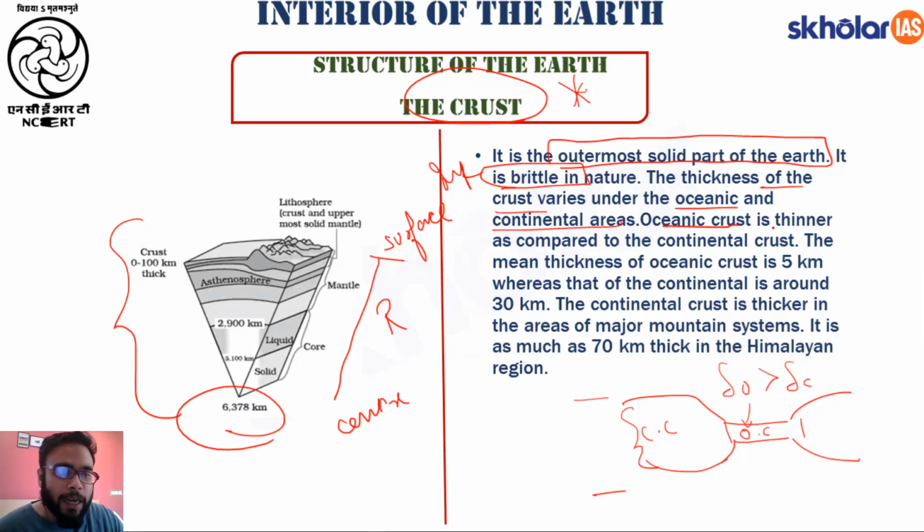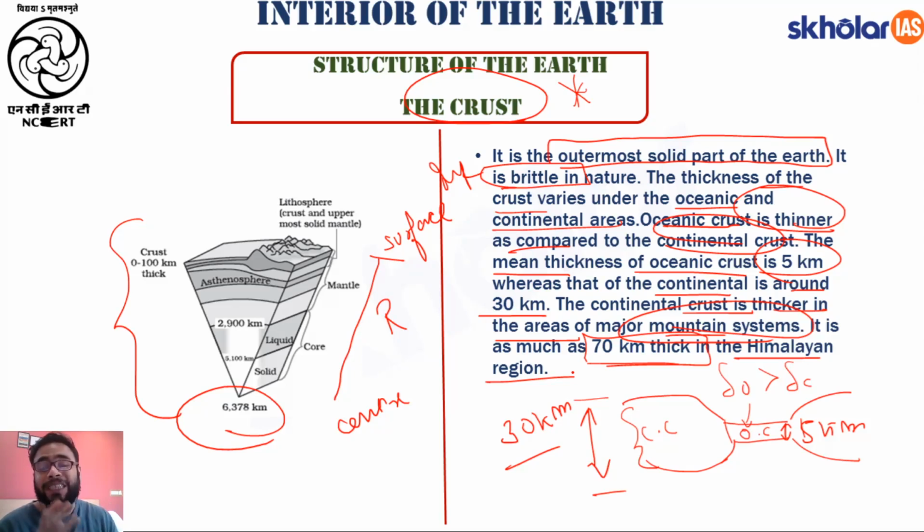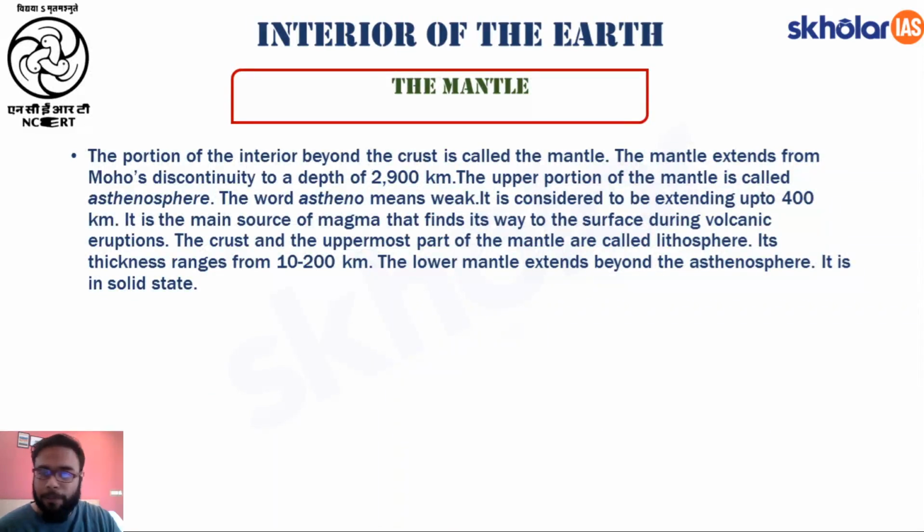Fine. Your oceanic crust is thinner as compared to the continental crust, and the mean thickness of the oceanic crust is about 5 kilometers. So this thickness is about 5 kilometers, whereas the continental is around 30 kilometers. So this thickness is about 30 kilometers. Fine. Then the continental crust is thicker in the areas of major mountain systems, very important, and it is as much as 70 kilometers thick in the Himalayan region. So wherever your mountain systems are present, you will notice that the continental crust is much thicker and it can extend up to 70 kilometers as seen in the Himalayan region, right? So this was all about the crust.